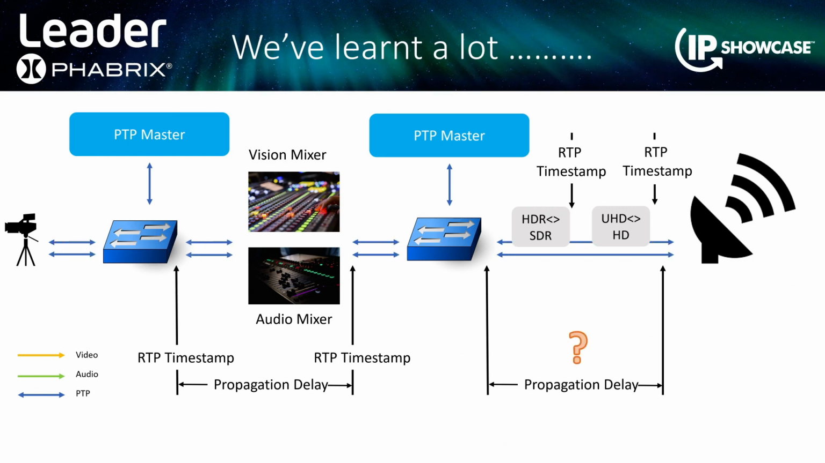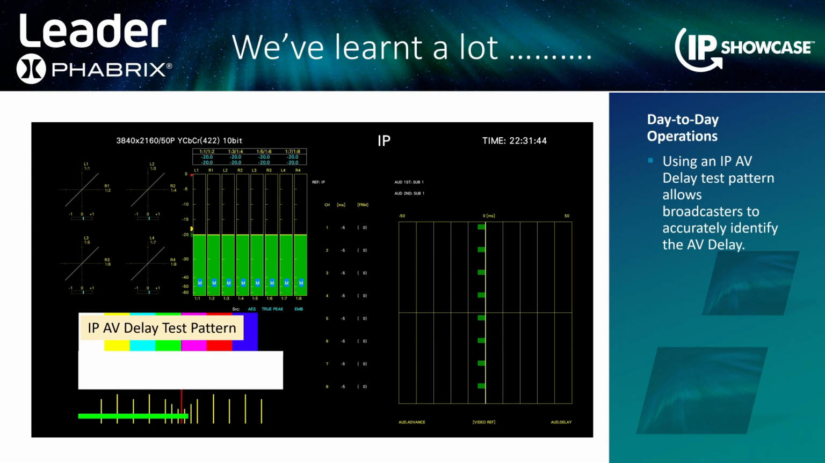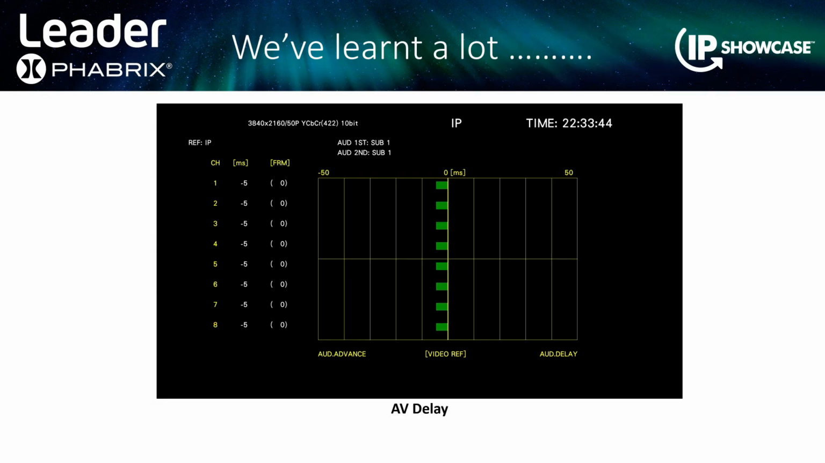So we need tools that allow us to identify what that propagation delay is. And strangely enough, the traditional lip sync test patterns are as relevant today if they're generated in IP, because they can be sent out through a system. You've got your audio bars and phase meter to confirm it's the audio you expect. And then we have a graph that will show you how much the audio leads or lags. It's a very simple graphic, but as you can see, it's telling me in milliseconds or frames against my audio channels what the delay is.